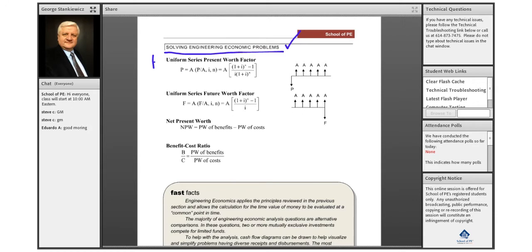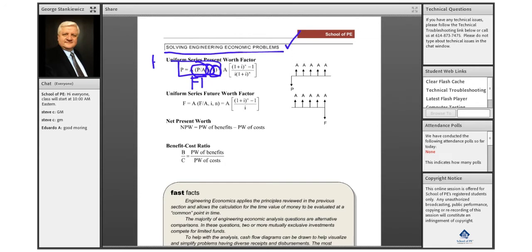And once again, reminding you that this is the factor table. This is how you write the factor table shorthand. This is how you write the equation: you write the column heading, the interest table that you're interested in, and the number of periods that you're analyzing. So this is the factor table.